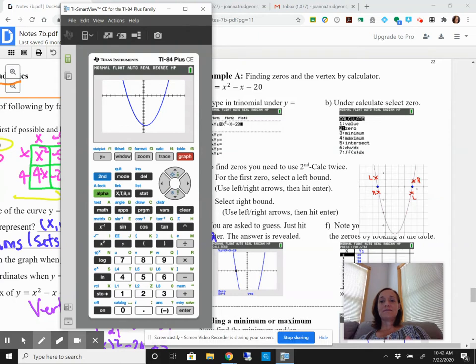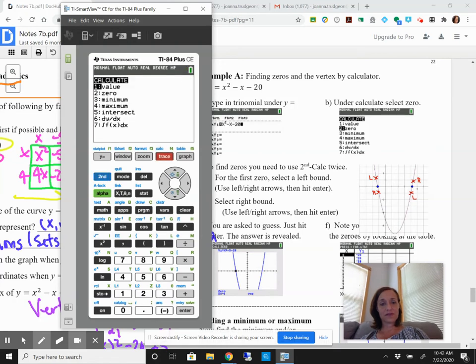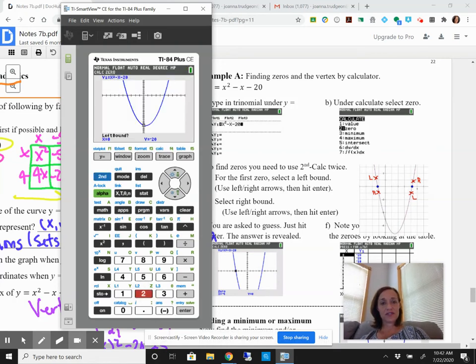But it's asking me here to find the zeros. Okay, so there's 2 zeros, so I'm going to do this process twice. It says for step B, select 0. So I go to second and calc, and I go to 0, which is number 2. And then it's asking for a left and right bound.